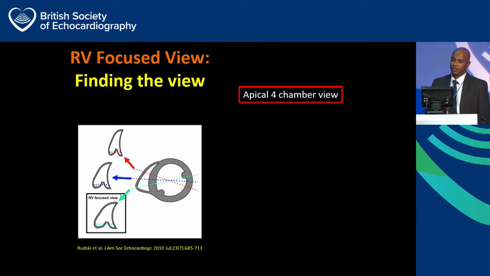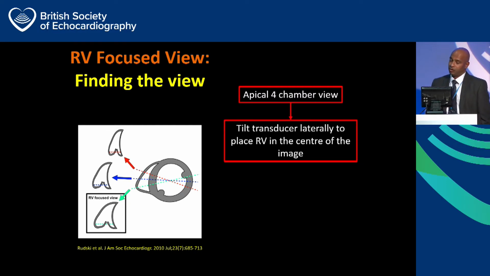So if we take our standard apical 4-chamber view, depending on the orientation of the probe, we'll usually be cutting somewhere between the red dashed line and the blue dashed line. And the aim is to get to the maximal basal diameter, so where the green dashed line is. So what we would do is tilt the transducer laterally, so the right ventricle and the right atrium come towards the center of the image, but we need to take care to ensure that the left ventricular apex is still at the tip of the sector.